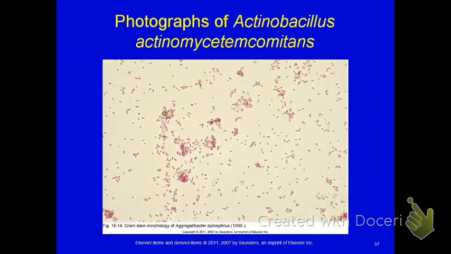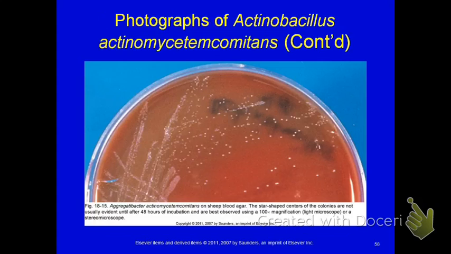So here's the photograph of Aggregatibacter actinomycetemcomitans, formerly known as Actinobacillus actinomycetemcomitans. Okay, so here's the blood agar plate. The star-shaped centers of the colonies are not usually evident after 48 hours of incubation and are best observed using 100 times magnification or a stereo microscope, which means, guys, you cannot see the star shape here because this photograph is not under the stereo microscope. But if you place this blood agar plate under the stereo microscope, then you'll be able to see the star-shaped colonies.